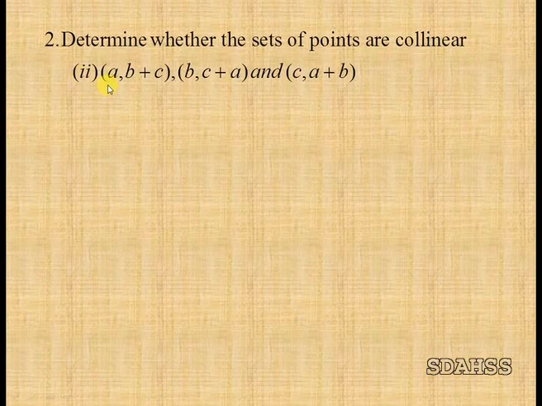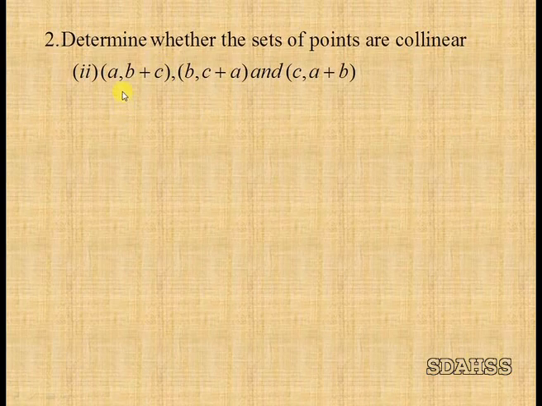Subdivision 2: a comma b plus c, b comma c plus a, and c comma a plus b. Check whether the given points are collinear or not. The condition for collinear is area of a triangle is equal to 0.